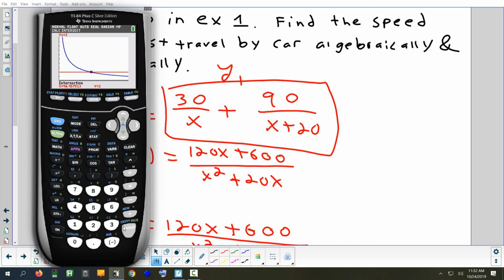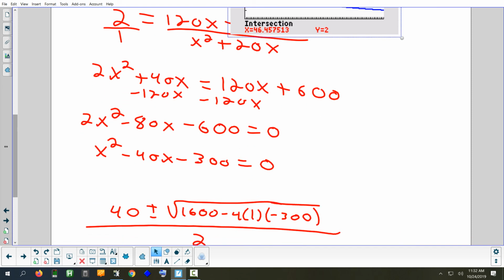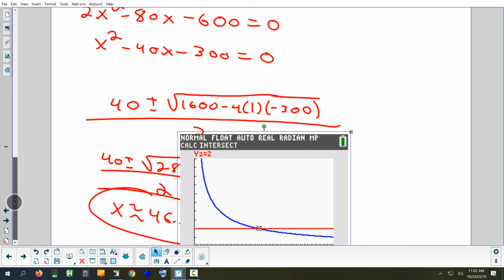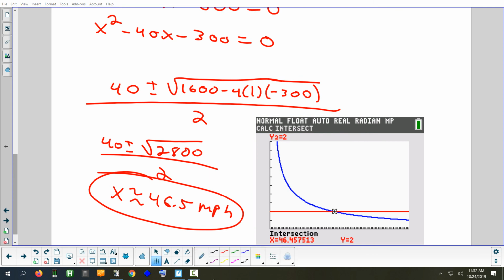Isn't that way easy? Yeah. Of course, technology makes things easier. Well, I shouldn't say it always makes things easier. But remember, certain things the calculator can't do, like if there's imaginary answers to problems. So we can't always use the calculator to do everything. But it is a good way to check it.